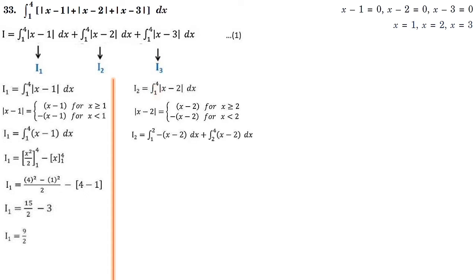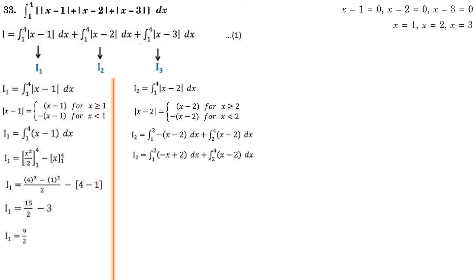So we can split it as integral 1 to 2. 1 to 2 means it is less than 2, so the function will take minus of x minus 2 dx, plus then 2 to 4. Greater than 2 means starting from 2 up to 4, the upper limit is 4. So integral 2 to 4. If you take integral 2 to 4, it is coming as plus x minus 2, so x minus 2 dx.